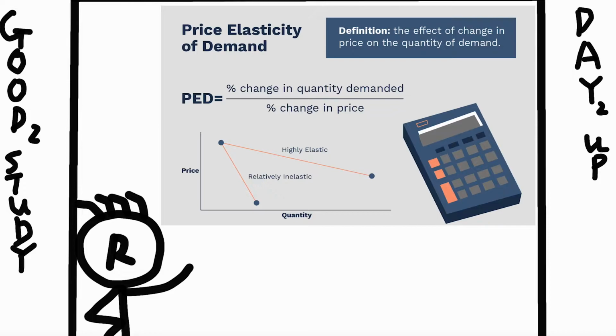go down. An example of a relatively inelastic product would be, say, water, right? Because there's no alternative. Doesn't matter what the price of water is, you still need to consume that much water a day. So if there is a change in price of water, it won't change the quantity demanded for water that much. So that is the price elasticity of demand.